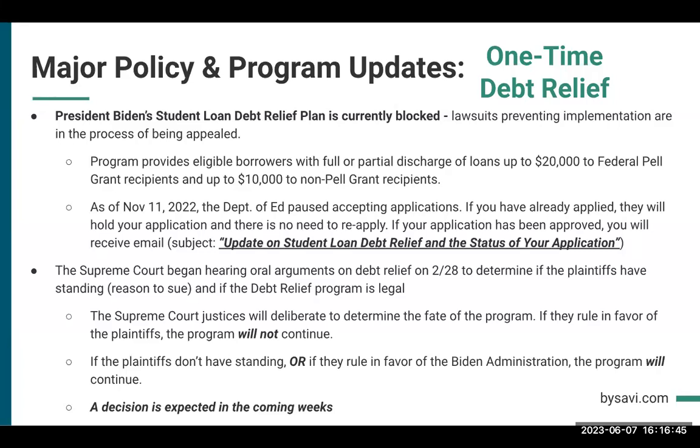Back on February 28th, the Supreme Court heard oral arguments to determine whether or not this program can continue. Now that the arguments have concluded, the Supreme Court is making their decision and we're expecting them to release it soon. Depending on what they decide, that will determine if this program continues and if this debt relief is given out. If they rule in favor of the plaintiffs, the program will not continue and the debt relief will not be dispersed.